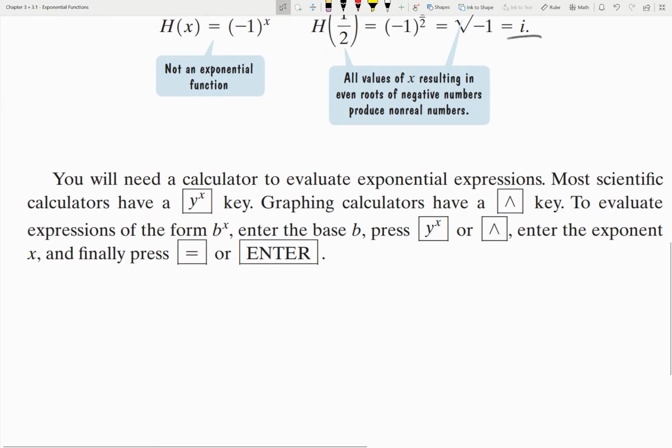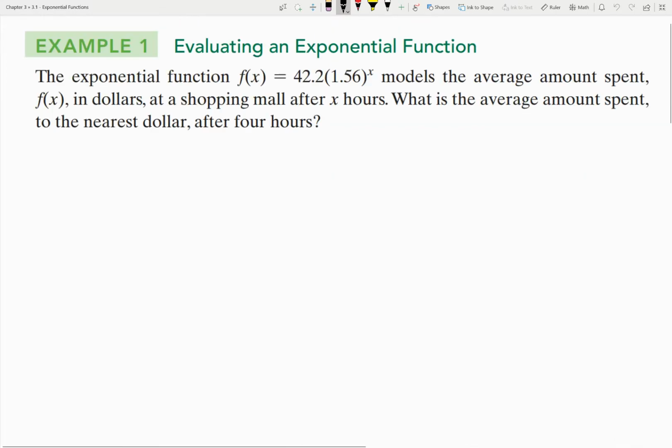In order to use these, you're going to need a calculator. Most exponential functions, some you could do in your head, like if the base is 2 or if the base is 3. But once you start getting to bigger bases or decimal bases, you're going to need a scientific calculator that has some sort of exponent key. Sometimes it's y to the x, sometimes it's a caret, sometimes it looks like x with a box. Whatever the key is, and whatever type of calculator you have, you're going to have to figure out how to use it to evaluate these functions.